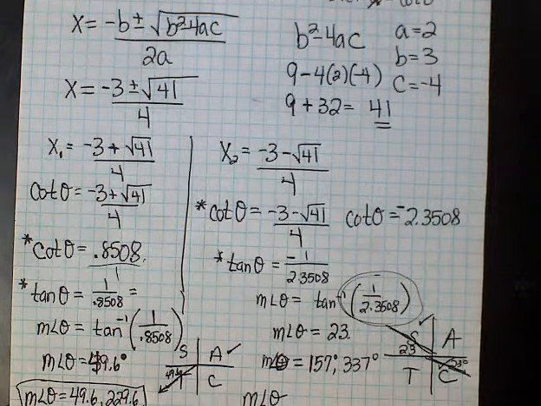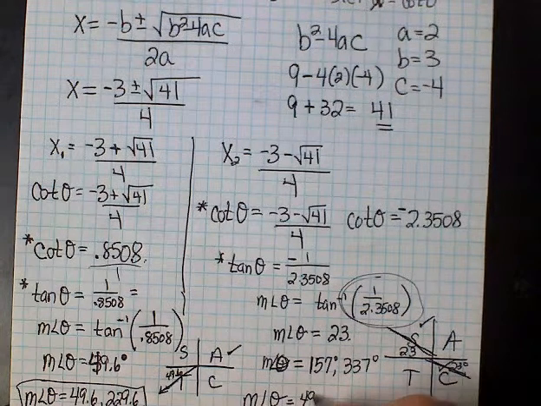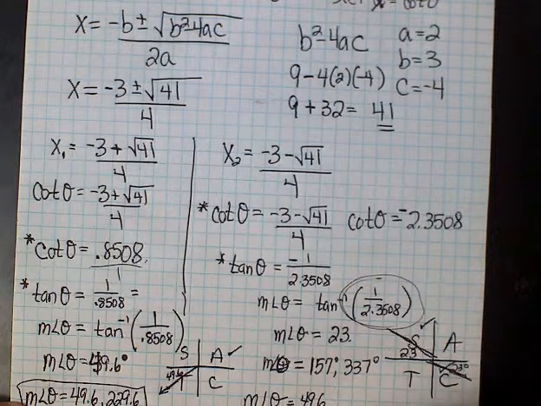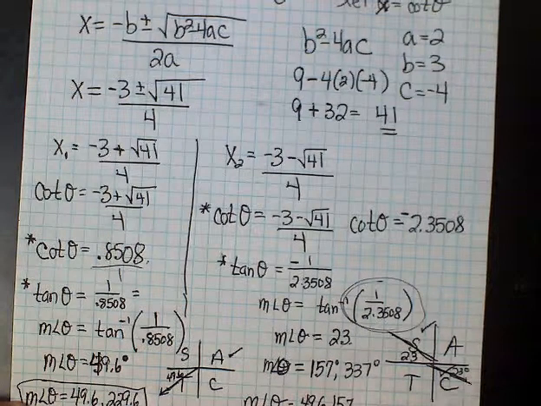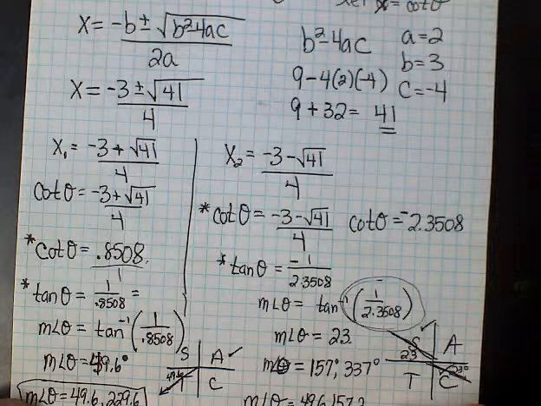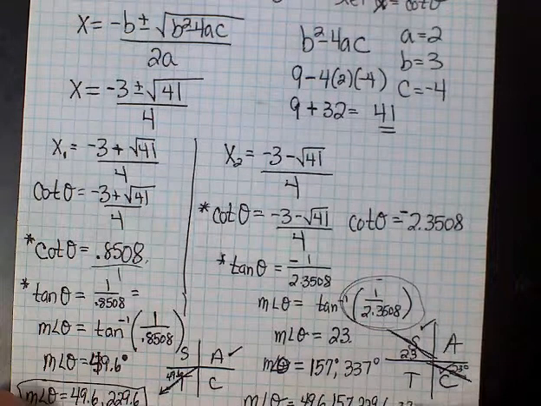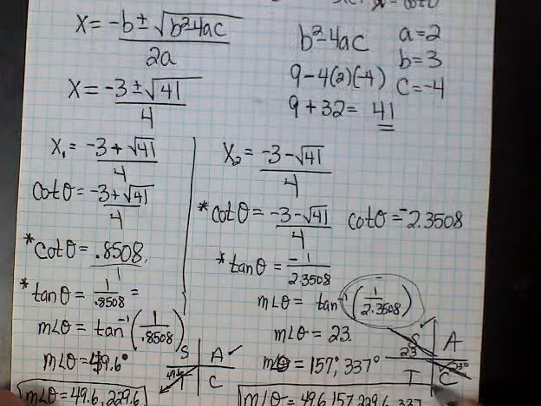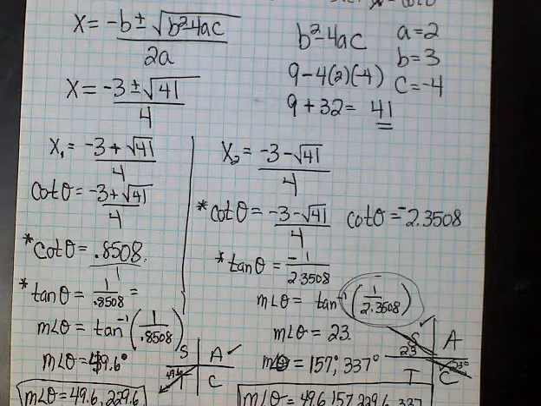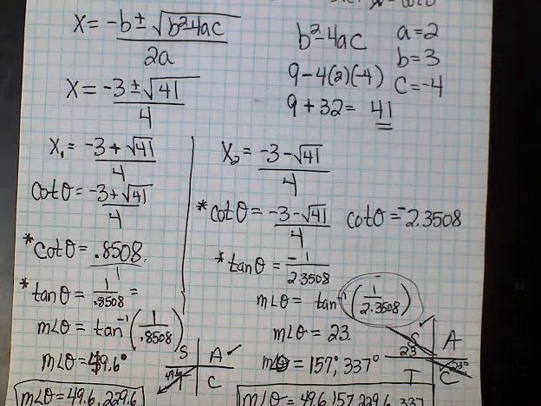Let's answer the question now formally. The measure of angle theta is going to equal, let's put my answers in numerical order, 49.6, comma, 157, comma, 229.6, comma, and 337. You get 4 answers to this problem, and we're done. Questions on that?